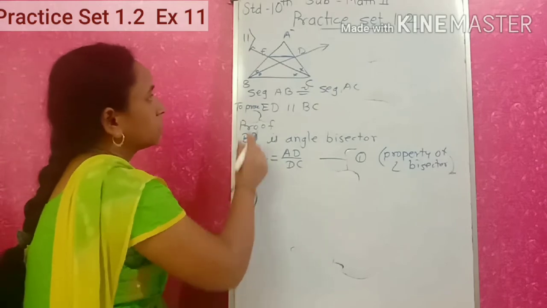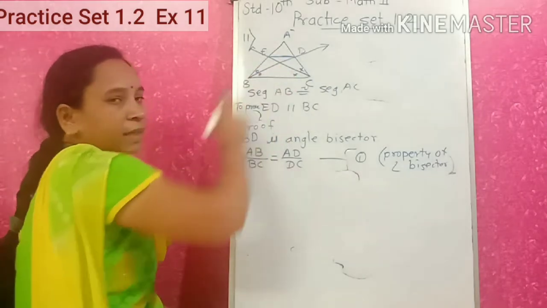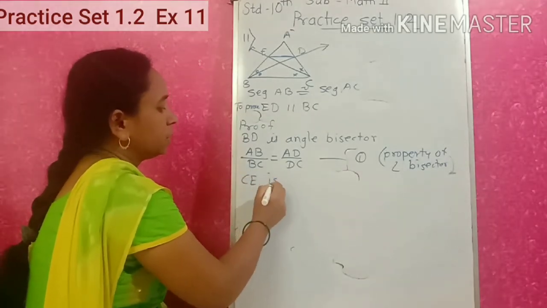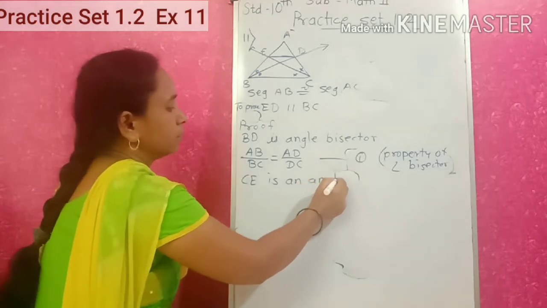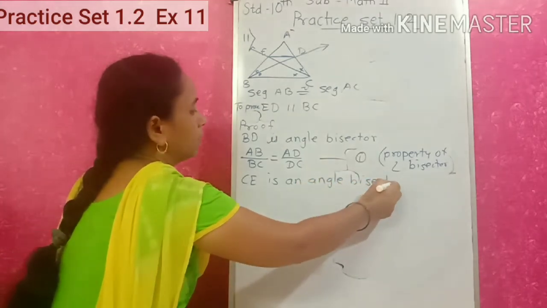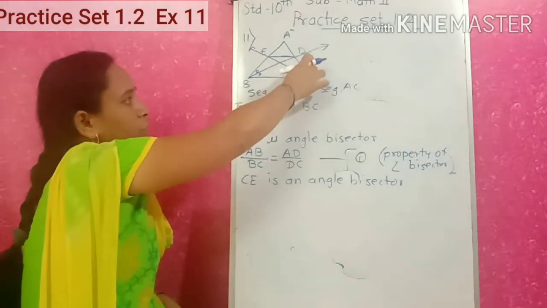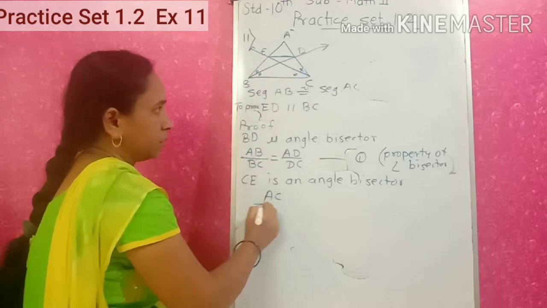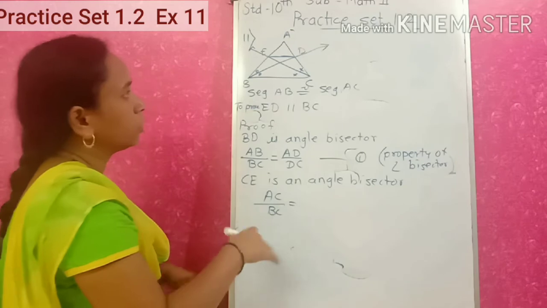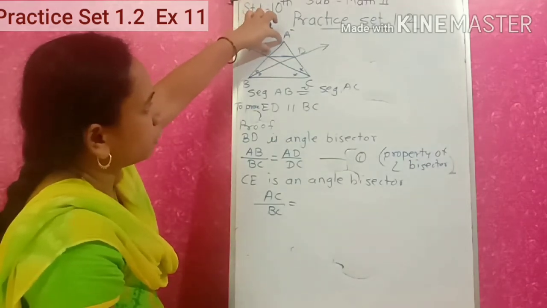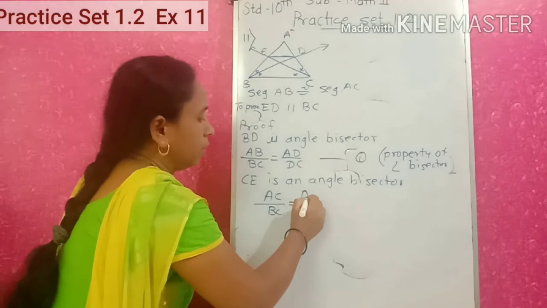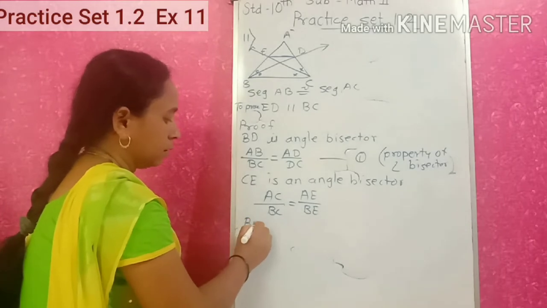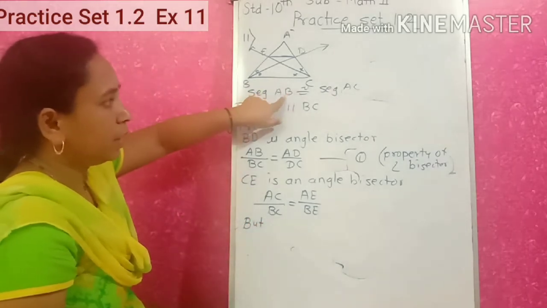Similarly, second, here I have considered BD is an angle bisector. Now, if I consider CE is an angle bisector, I will get another ratio. What is the ratio from C? Here AC upon BC is equal to, on the other side, it divides in the ratio AE upon EB. Now students, see, in the given, AB and AC are equal.